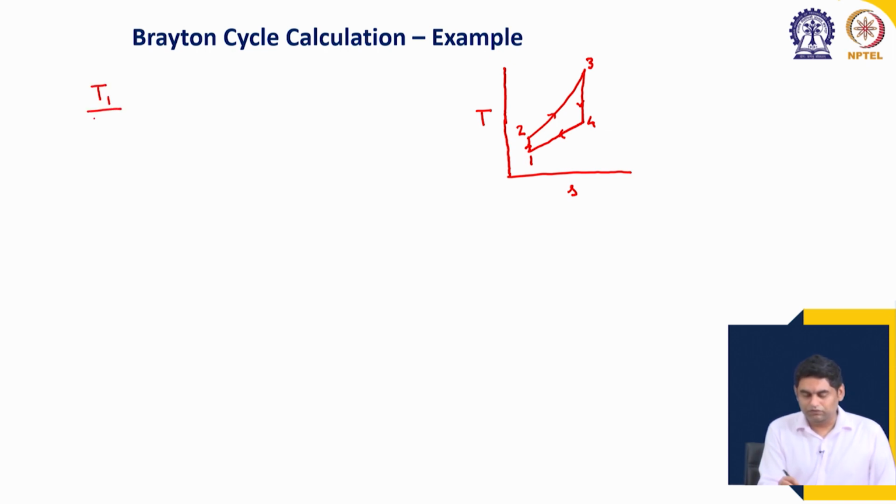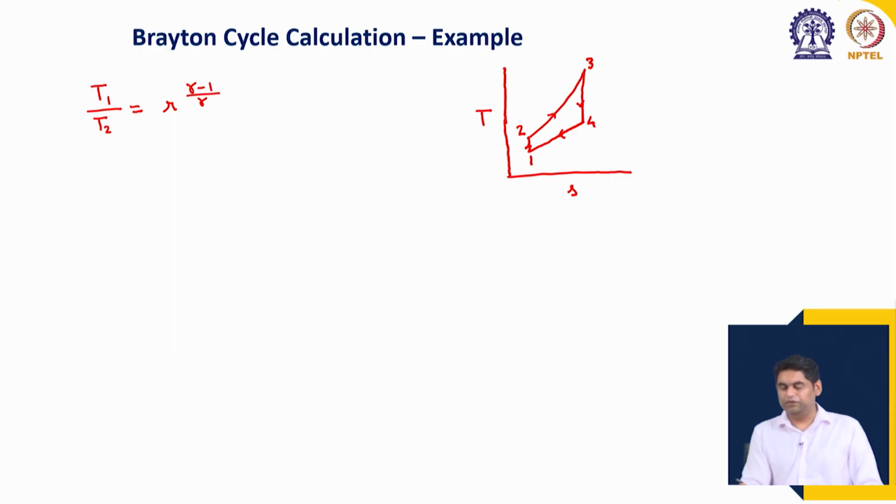T 1 by T 2, we already know this should be equal to R to the power gamma minus 1 by gamma. Remember, R is equal to P 2 by P 1. So, here we have taken R to be equal to 10, or it is given to us that R is equal to 10. So, 10 to the power 0.4 by 1.4. Okay. So, this comes out to be equal to 1.9307.